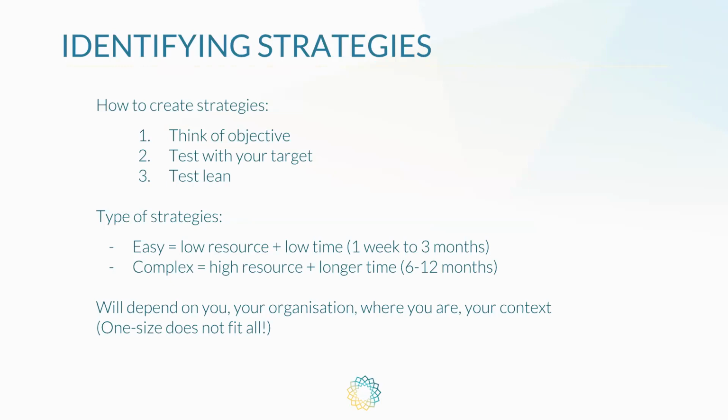When we are looking at strategies, we always think about what's easy versus what's complex. Something that's easy will often require low resource and low time. We kind of quantify that as, you know, it takes around a week or so to implement, or 1 week to 3 months to implement. And then complex is something that would require a bit more money, a bit more time, and maybe a dedicated resource. So between 6 to 12 months.